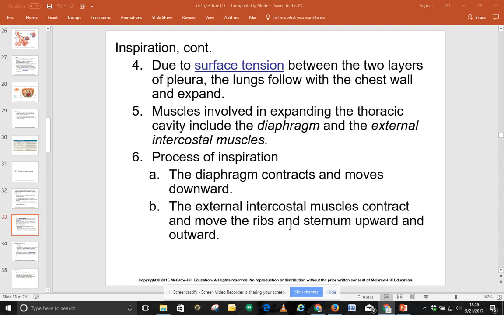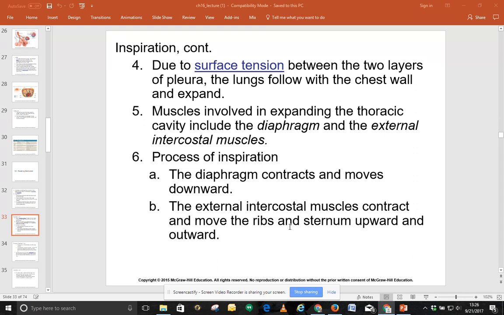Now, due to the surface tension between the two layers of the pleura, the lungs follow the chest wall and expand. It's like when your chest wall moves out, your lungs will expand. When your chest wall moves inwards, you will exhale. Muscles involved in expanding the thorax cavity include, which I just mentioned, the diaphragm, which is a thick muscle that lines the lower part of the rib cage and separates the thoracic cavity and the abdominal cavity. And then we have external intercostal muscles. They're going to be within the rib cage.